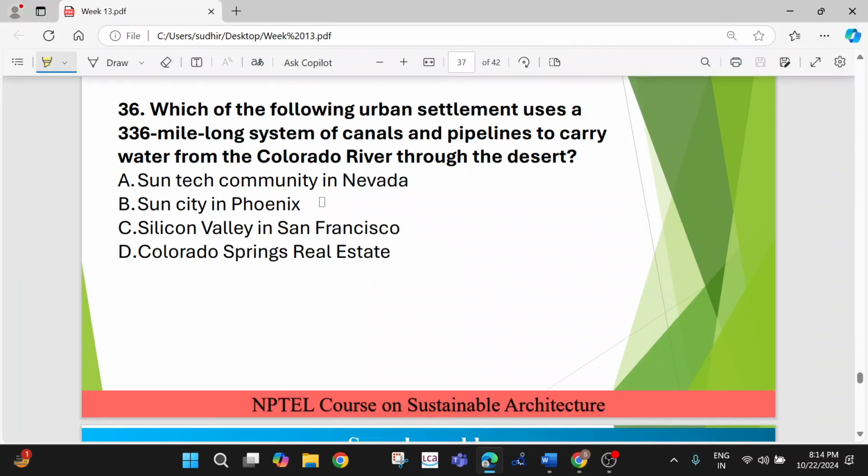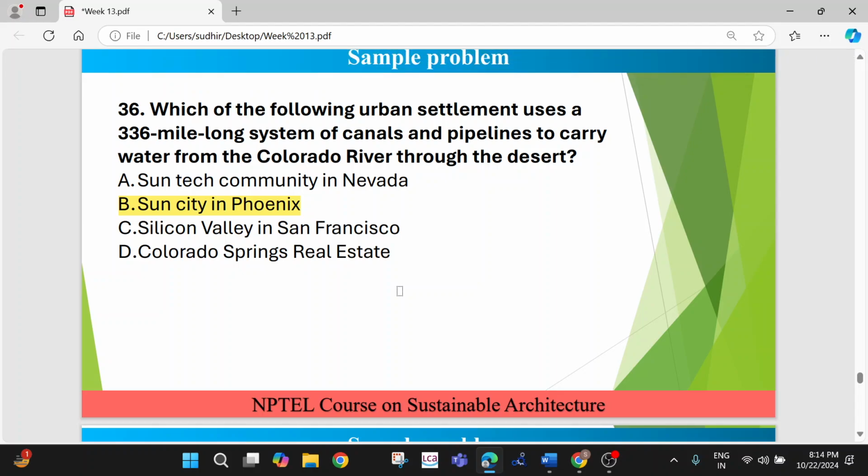Sun City in Phoenix. B is the right answer for this question, where this urban settlement uses a 336-mile long system of canals and pipelines to carry water from the Colorado River through deserts, and this will be transferring the desert to meet the water needs of its residents. Fine. So can we move to the next question?